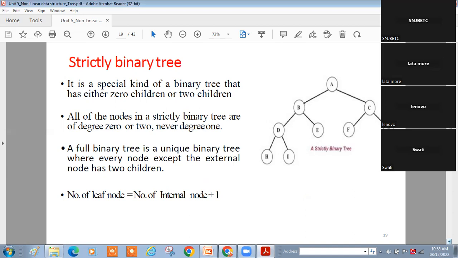What is degree? Degree is nothing but the number of child nodes. So in this way, we can say that here it must have a maximum of 2 or 0. 1 is not allowed. In a strictly binary tree, 1 child is not allowed. Children must be there. So to find out the number of leaf nodes, we can use this formula: number of leaf nodes is equal to number of internal nodes plus 1.